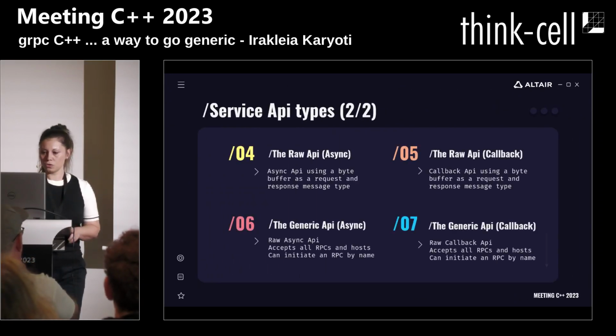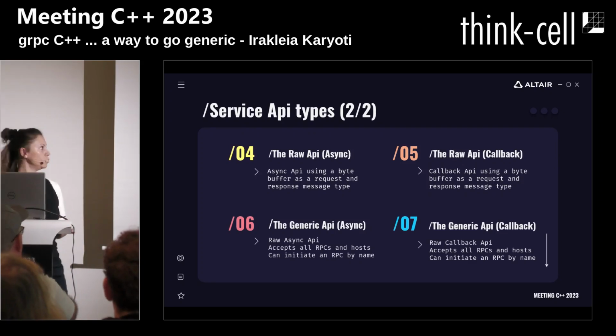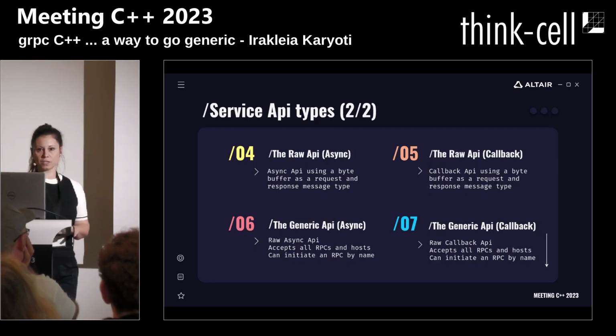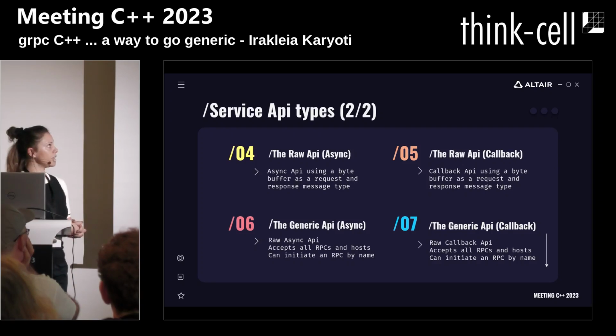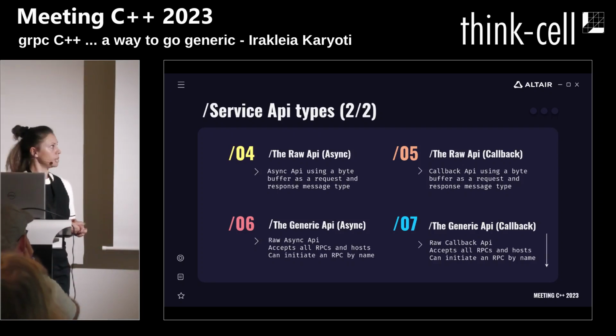There are also some mixed mode service API types that combine message types with the API types. We have the raw API in an asynchronous mode. This is a complete async API that uses a raw byte buffer as the request and the response message type.